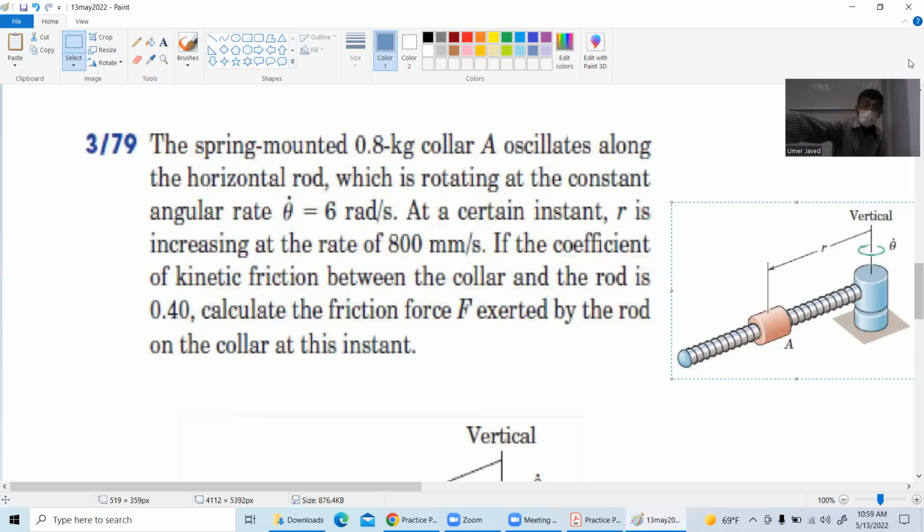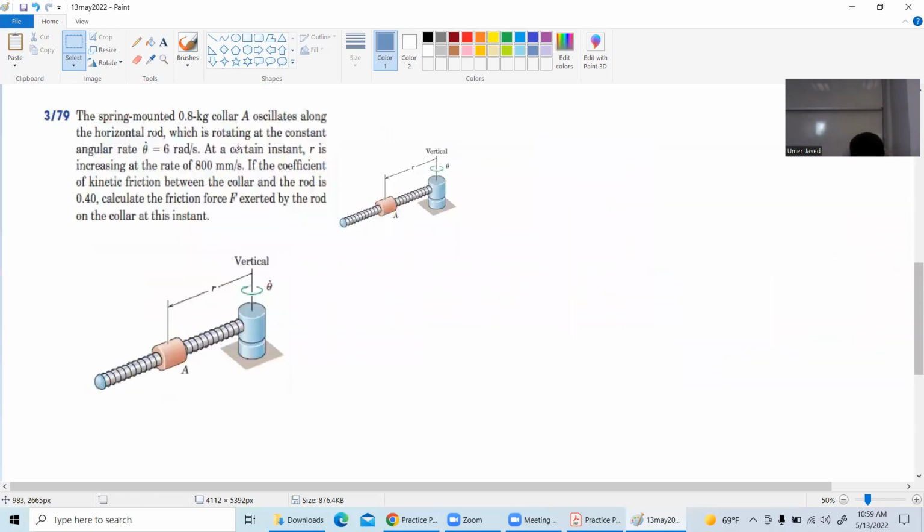Okay, make a free body diagram, ladies and gentlemen. Okay, so I have to zoom out, by the way. Sorry. So now we will start together. What do I have in this problem?